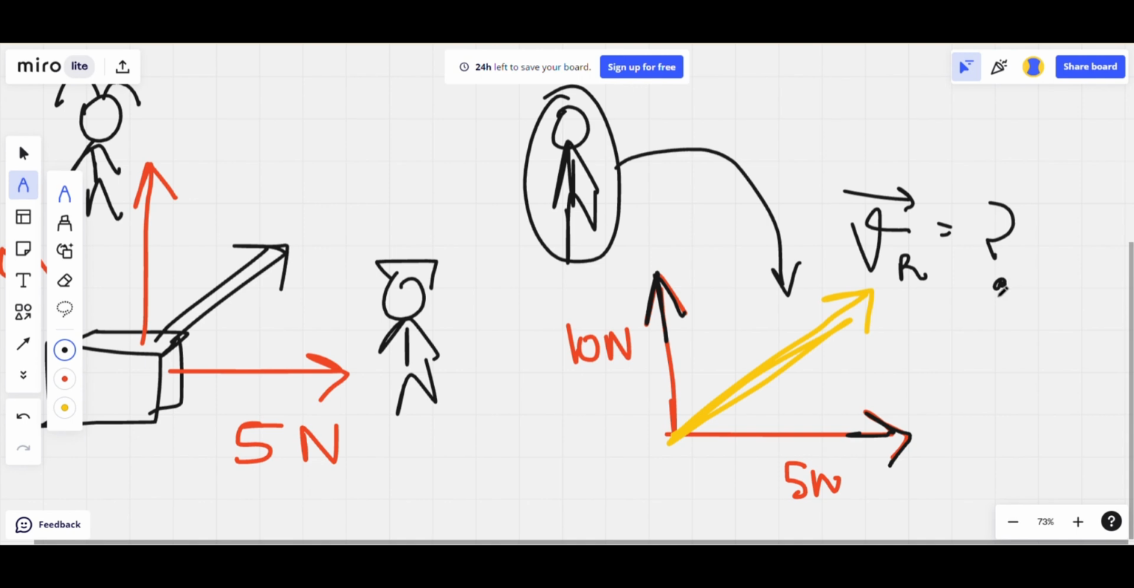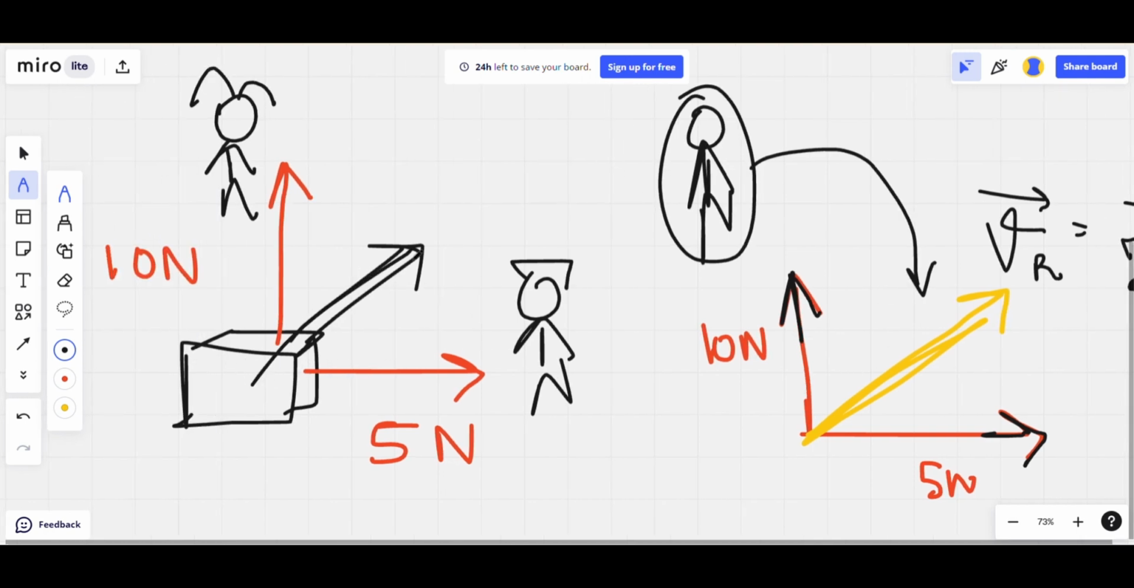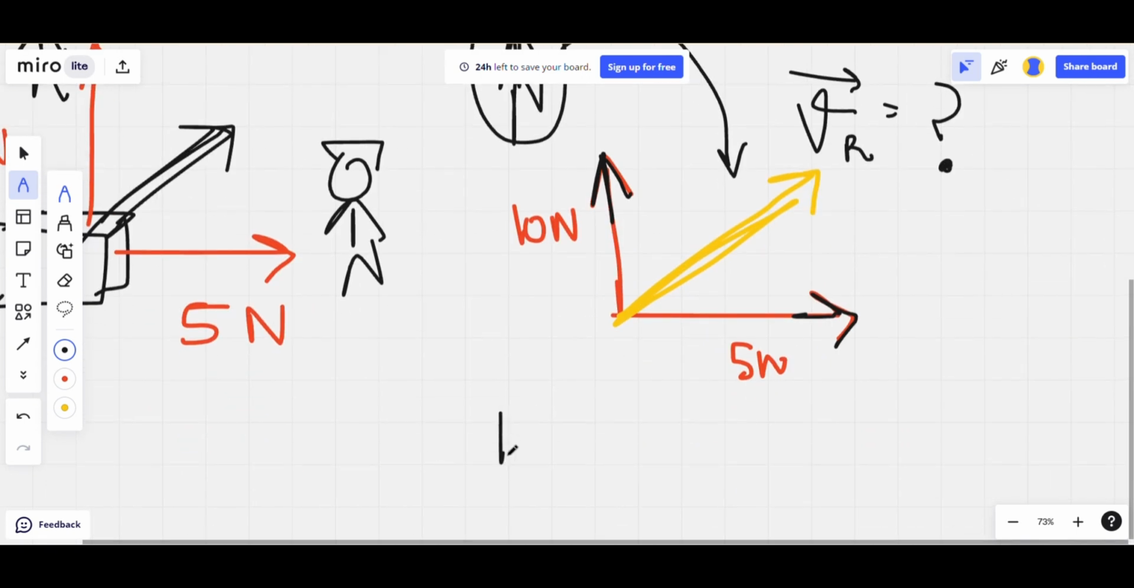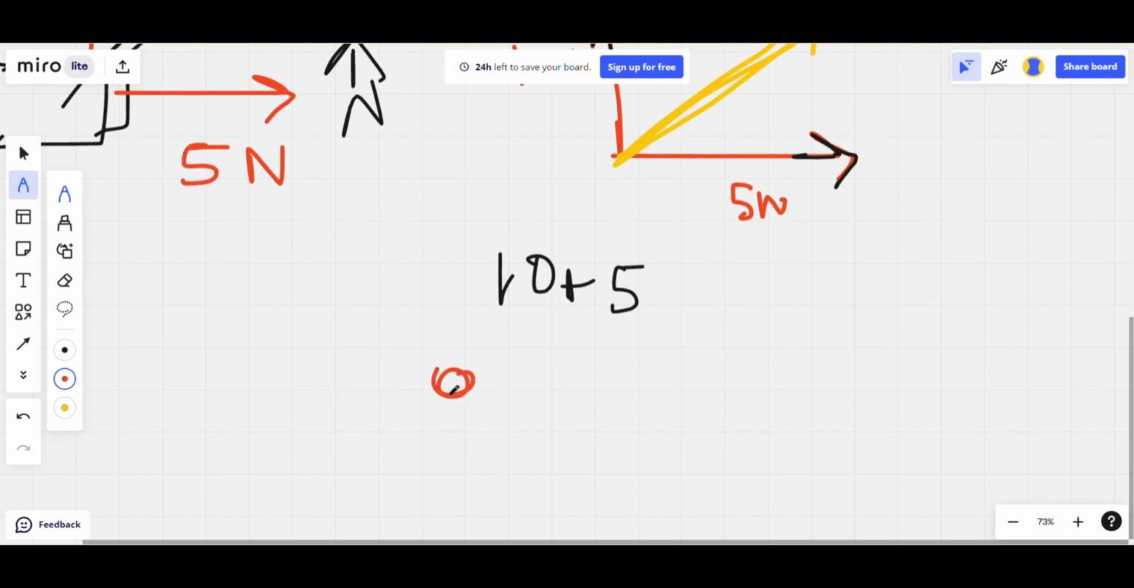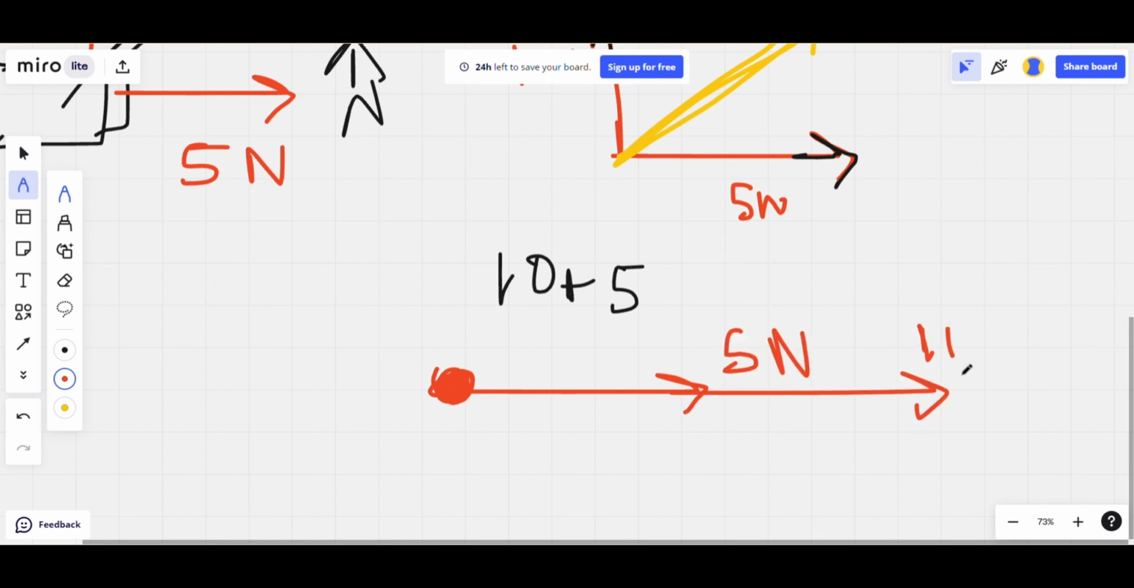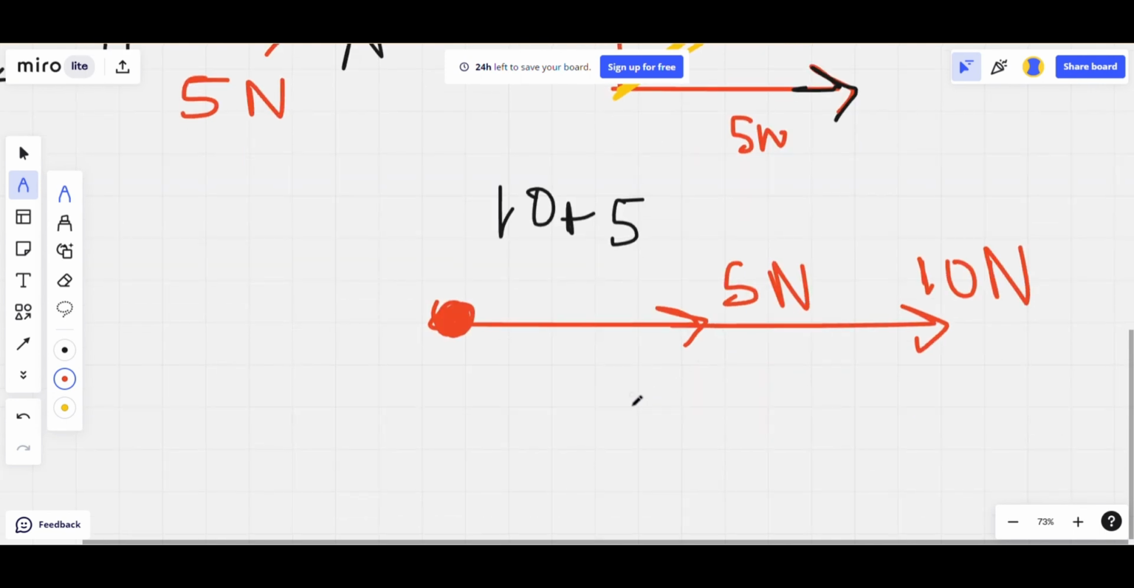He wants to figure out what this resultant vector is, what the overall net force being applied on this box as it moves in this direction is. So we can't say 10 plus 5. We can say 10 plus 5 if the box is being pushed in the same direction. If there's a 5 Newton force being applied in this direction plus another 10 Newton force being applied in this direction, then we can say that the overall magnitude of this force would be 5 plus 10.